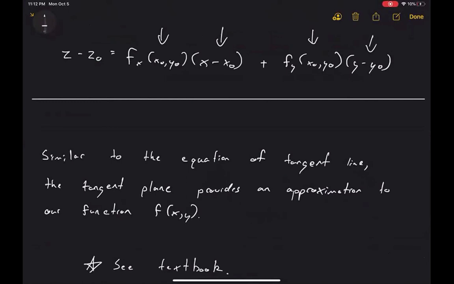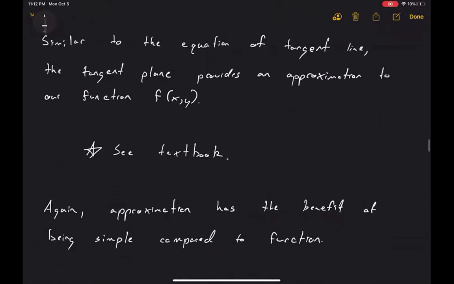Now, that's the equation of the tangent plane. Now let's think about what the tangent plane actually means. Similar to the tangent line and derivatives in the single variable case, this tangent plane is a linear approximation to our function. And there are a lot of good pictures in the textbook. So check out the textbook and let's see if we can do that together real quick.